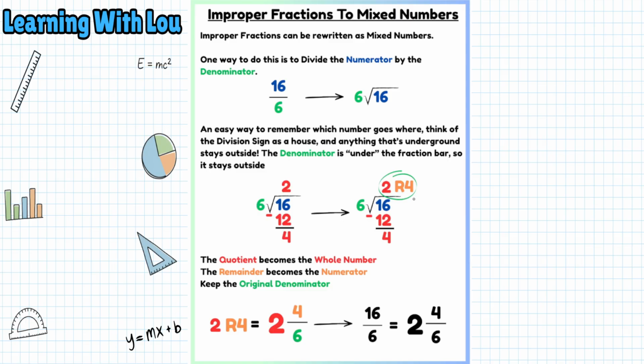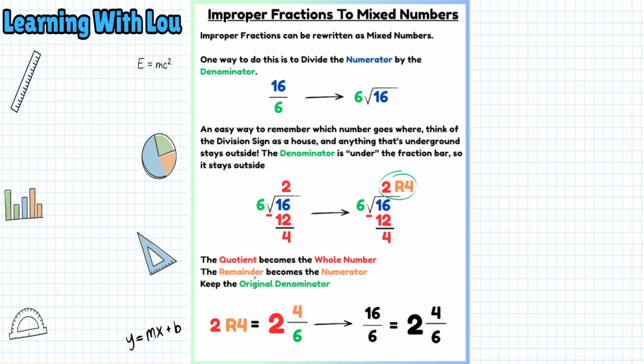So you're probably saying, great, how does that help me turn it into a mixed number though? Now you just have to remember 3 easy steps. Your quotient, your number before the remainder, your quotient becomes your whole number. So I had 2 remainder 4. My quotient is 2. So my whole number becomes 2.